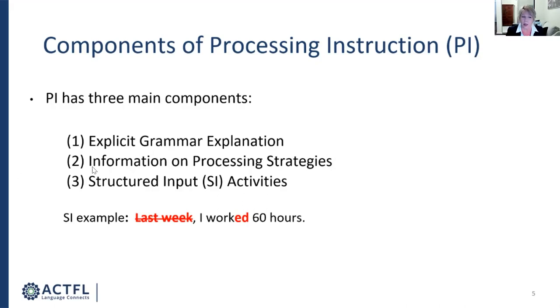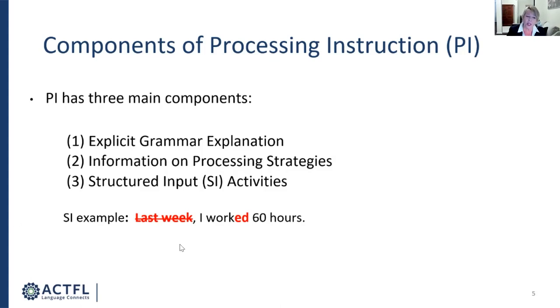The second component is information on processing strategies. So I told you that students are going to want to process the first word that they hear or see in the sentence as the subject of the sentence. Well, processing instruction will give students that information up front. They'll say, hang on a second, you've got to be careful here. When you see this sentence, remember the first word may not be the subject of that sentence. In Spanish, you need to look at that verb ending to determine who your subject is. So you're giving them that explicit information to help them avoid that faulty input processing.